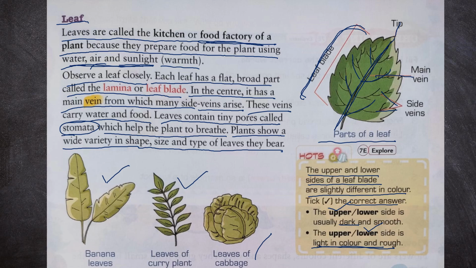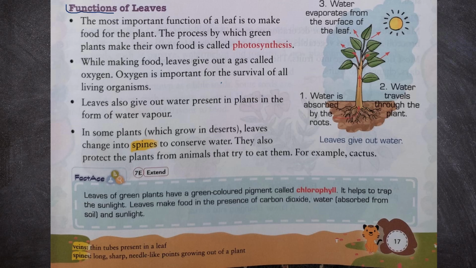Now let us see functions of leaves. Number 1. The most important function of a leaf is to make food for the plant. The process by which green plants make their own food is called photosynthesis. So leaf is called food factory because it makes food for the plant by the process of photosynthesis.